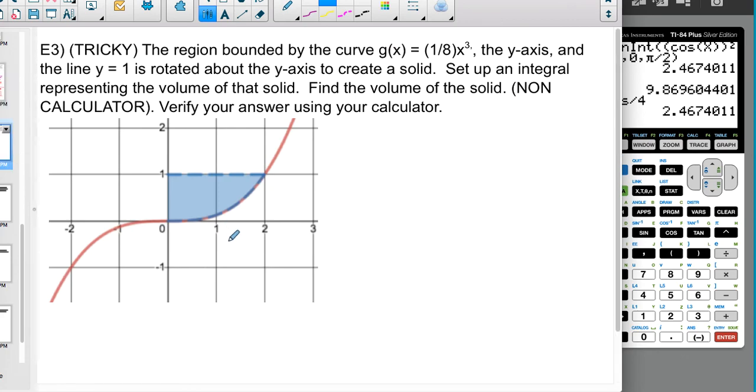So, okay, this is definitely, I don't know that I would actually make this a non-calculator. This is tricky. It's tricky. We'll see if I'd actually make this non-calculator. Maybe I was a little aggressive when I made my slides.